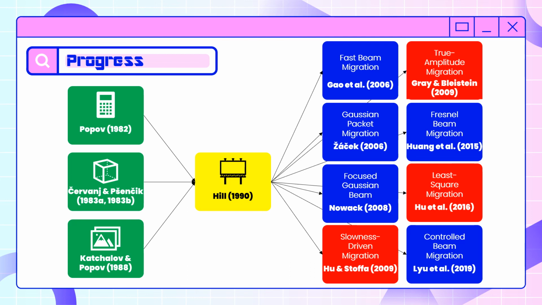Firstly, the Gaussian beam has been developed into multiple types of beam migration. For example, fast beam migration, Gaussian packet migration, focused Gaussian beam, fractional beam migration, and also controlled beam migration. We also find a mixture of migration methods such as slowness driven migration, true amplitude migration, and least square migration with the Gaussian beam.